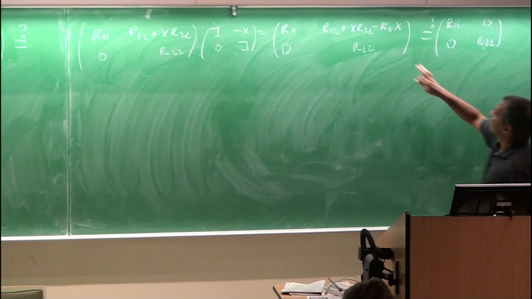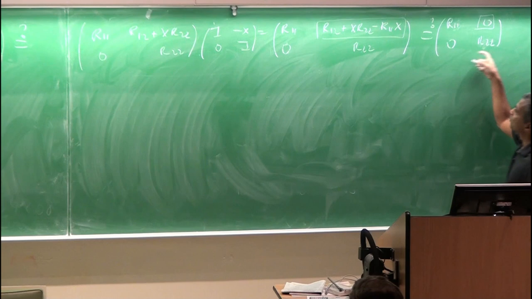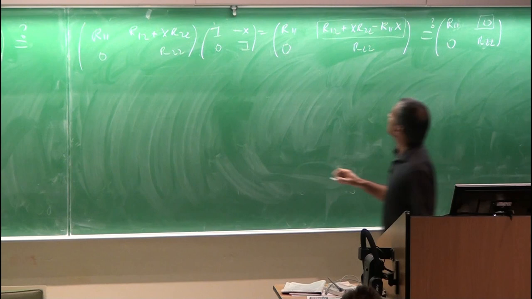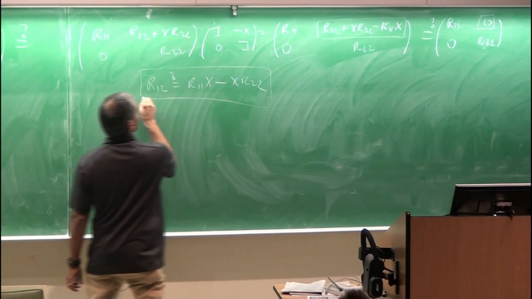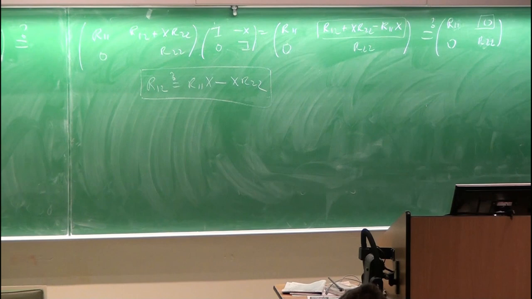The only thing that has to be satisfied is that I make this top right block zero. The other three blocks are going to be the same on the left and right now. So the only equation that we have to satisfy is this one: R12 is equal to R11 X minus X R22, with the question mark. Which is, of course, the same equation that you had in your homework, the Sylvester equation. And you notice that it is an essential calculation to actually separate out the two blocks and the two different sets of eigenvalues from each other. In other words, it's an essential calculation for computing the invariant subspace for each set of eigenvalues. You cannot avoid it. So this is one way to motivate the Sylvester equation.